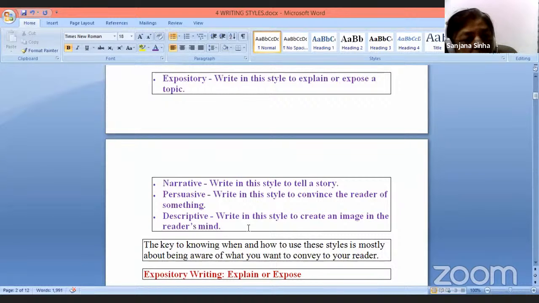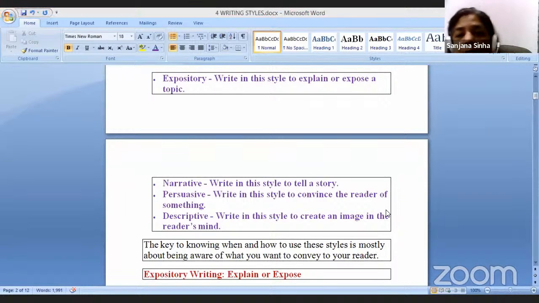For example, if you're describing anything, any person, a boy at the door, a boy at the gate, a small boy at the gate. There's a small boy at the gate. This is expository. You just informed, you explained that a boy is standing there. A boy is at the gate. This is expository.